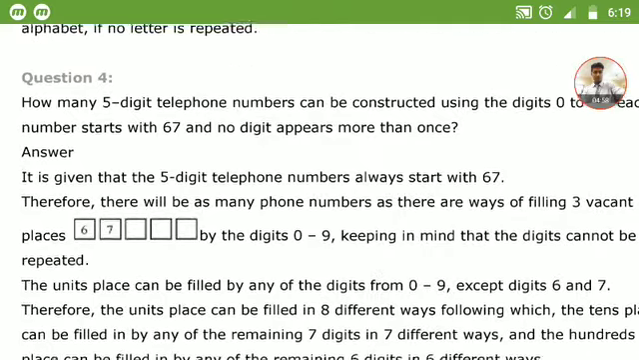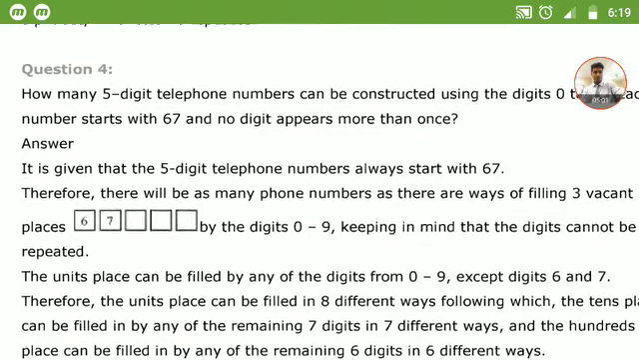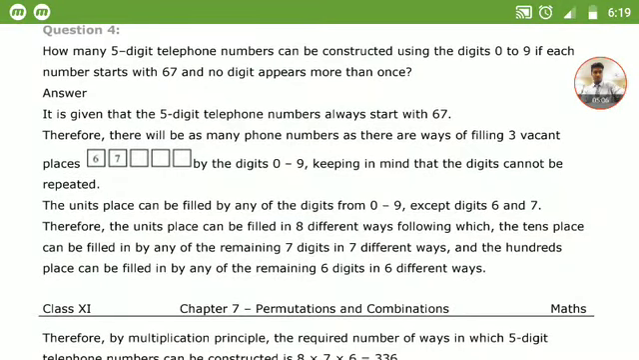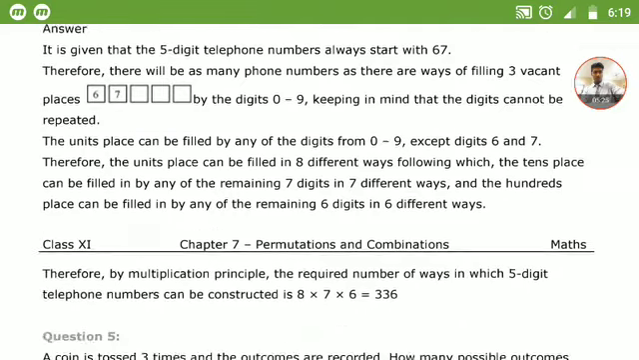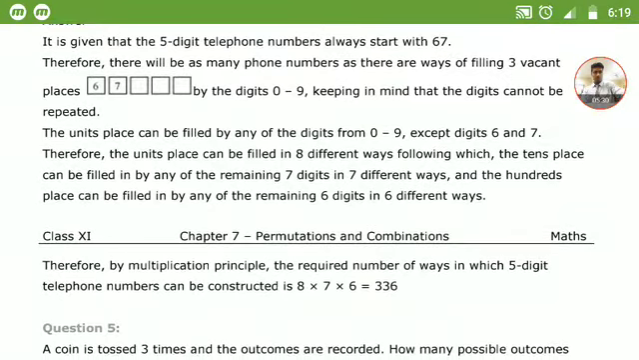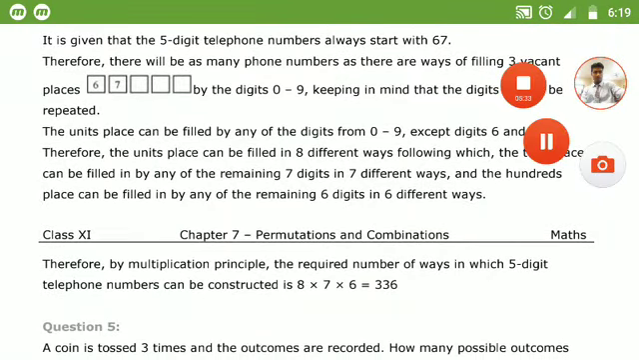Okay, now question number 4. How many 5-digit telephone numbers can be constructed using the digits 0 to 9 if the number starts with 67, and no repetition is allowed? There are 10 digits from 0 to 9, 6 and 7 are occupied, so you're left with 8 digits. So 8 digits for the third position, 7 for the fourth, and 6 for the fifth. So 6 into 7 into 8, that is 336 ways. Clear? These are the repetitions allowed and not allowed.